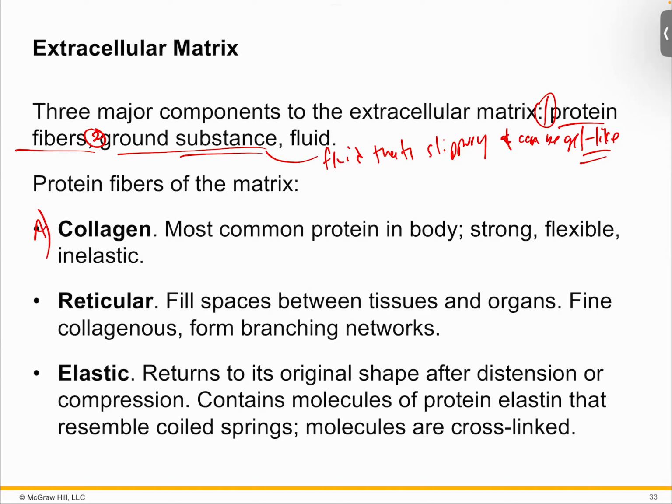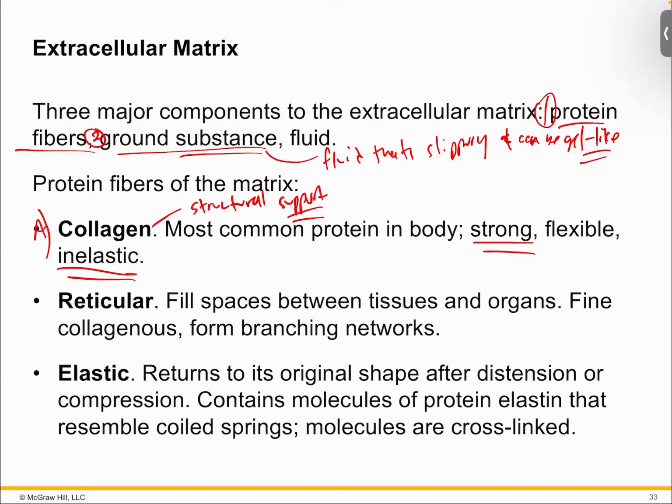So the first one that we want to take a look at is collagen, our good friend, collagen. Collagen is probably one of the most common ones you see. And typically this one is tough. So this gives you a lot of structural support. It does have some flexibility, but it's very limited flexibility. It's straight line flexibility, but it is inelastic.